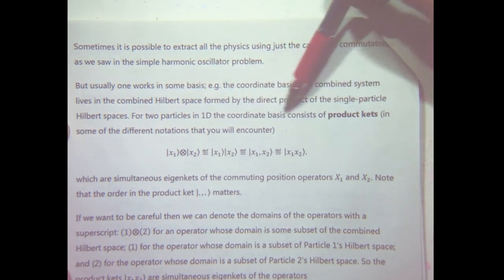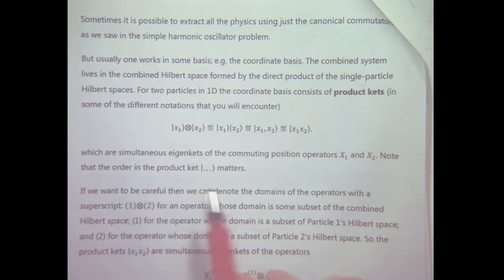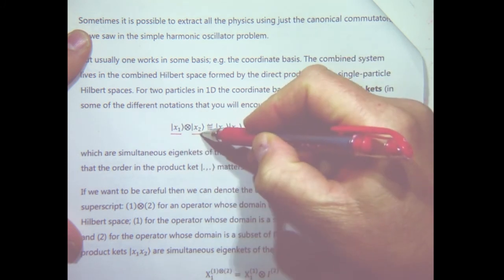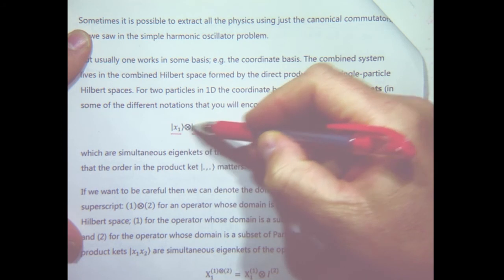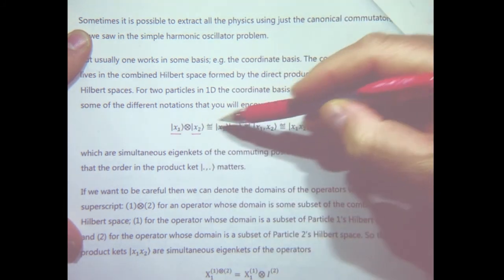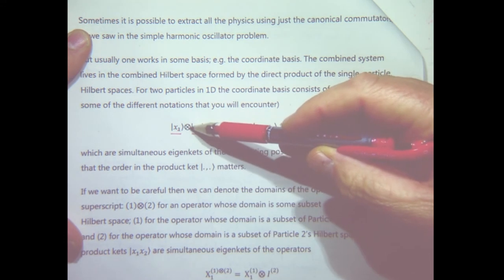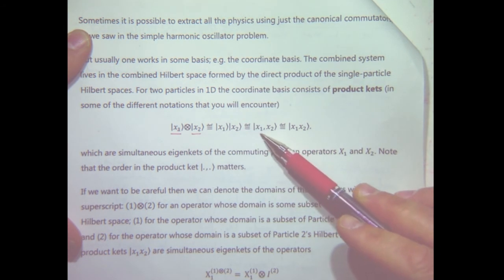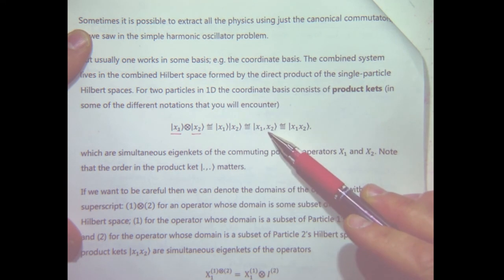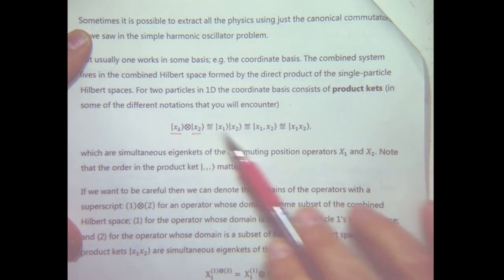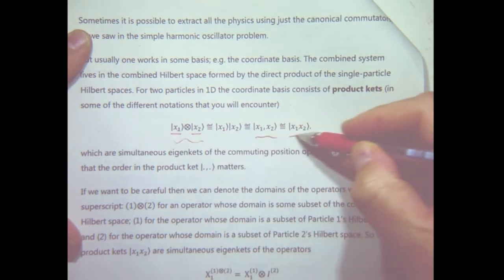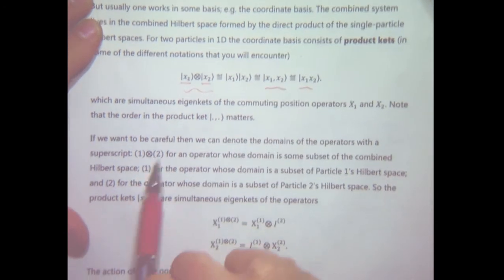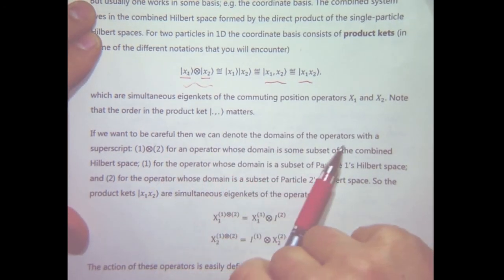For two particles in 1D, the coordinate basis consists of what are called product kets. The definition of a product ket is you take a ket from the first Hilbert space and a ket from the second Hilbert space, and the direct product of them is this. The order matters. A simpler notation is to leave out the cross or circle symbol. Some textbooks have that. Shankar also, and many other textbooks, just have a single ket with the two eigenvalues x1 and x2 in it, and you can also leave out the comma if you like. So these are four notations for the same thing. We'll use this one, this one, and this one. What this means, we'll investigate later. If we want to be careful, then we denote the domains of operators with a superscript.